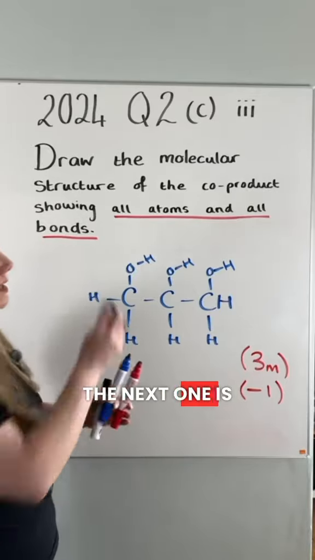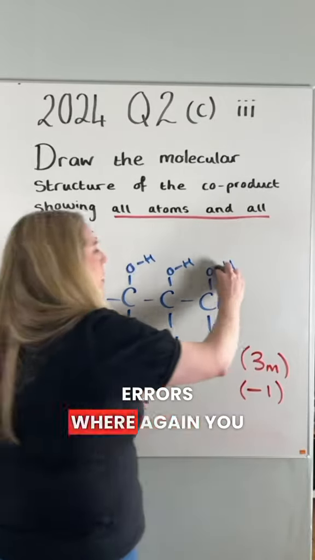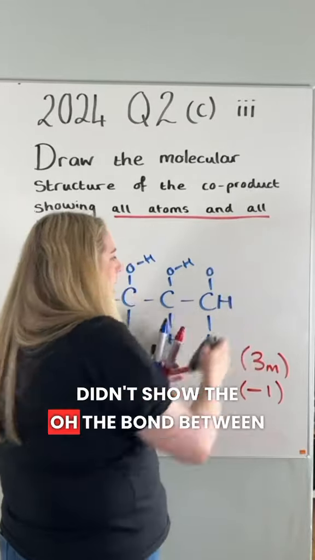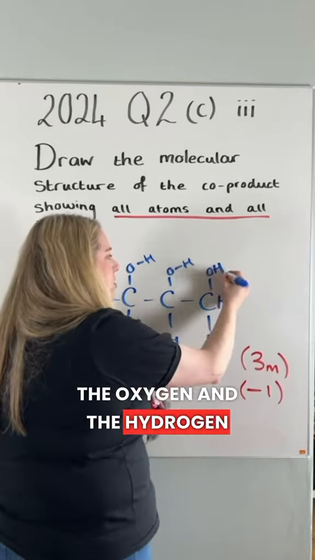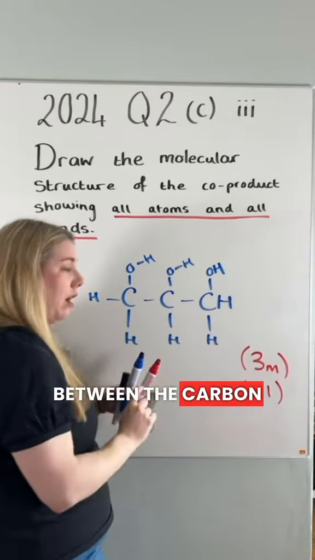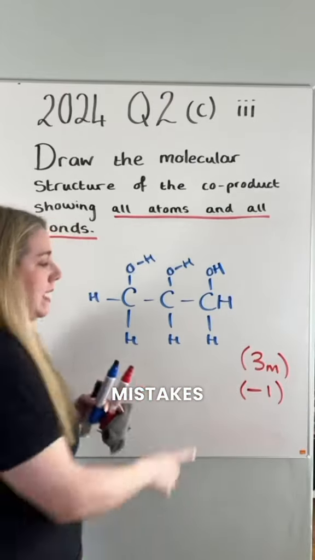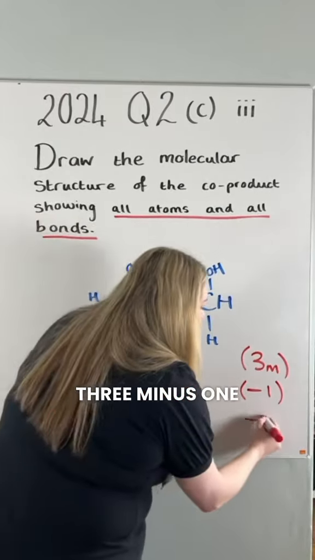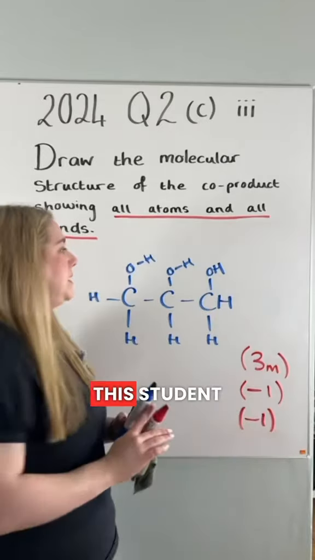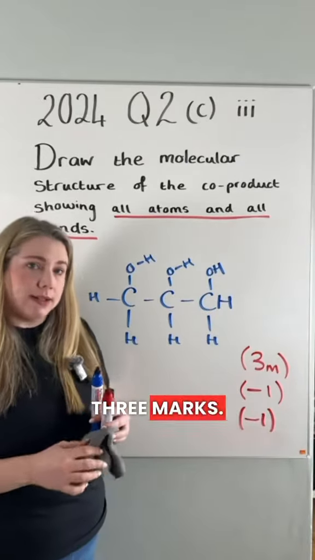The next one is if you had 2 errors, where again, you didn't show the OH, the bond between the oxygen and the hydrogen, and you didn't show the bond between the carbon and the hydrogen. That's counted as 2 separate mistakes. So you would see 3 minus 1, minus 1 on your exam paper. This student gets 1 out of 3 marks.